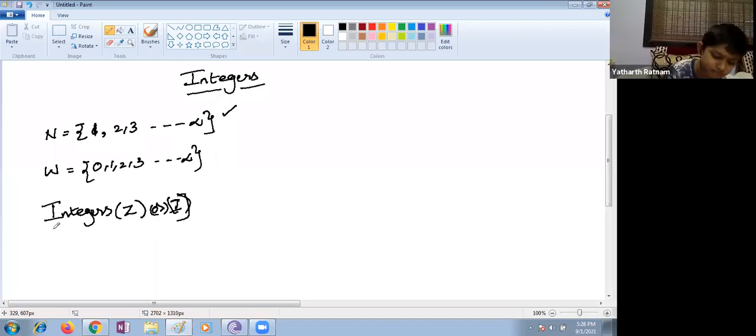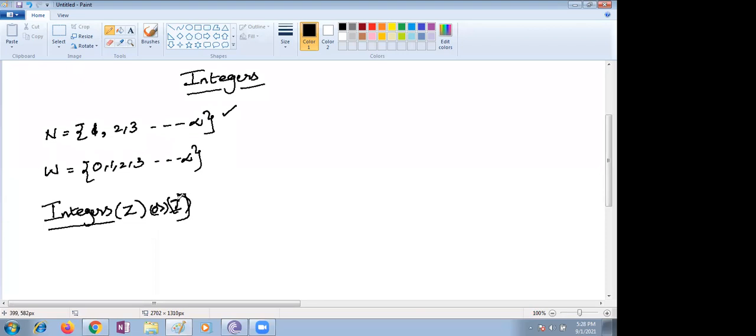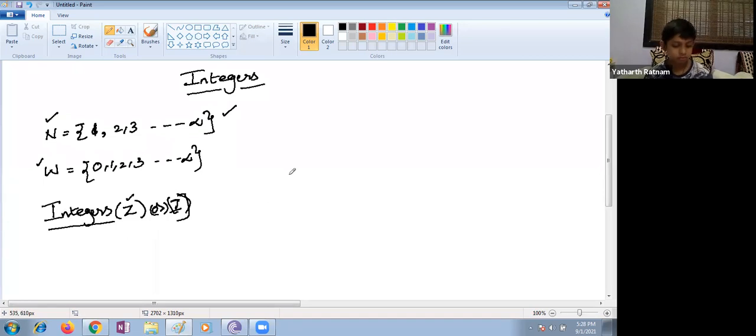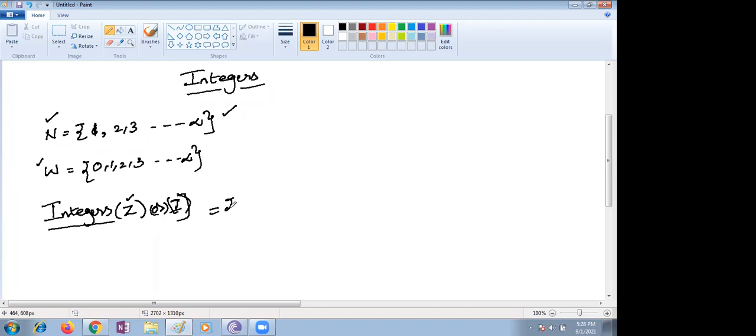Z plus means positive integers, and Z minus means negative integers, just as natural numbers are given a letter. Integers are represented with the letter Z. What are integers? Integers are a set of numbers: minus infinity, ..., -4, -3, -2, -1, 0, 1, 2, 3, and so on up to infinity. Integers are positive integers and negative integers, including 0.